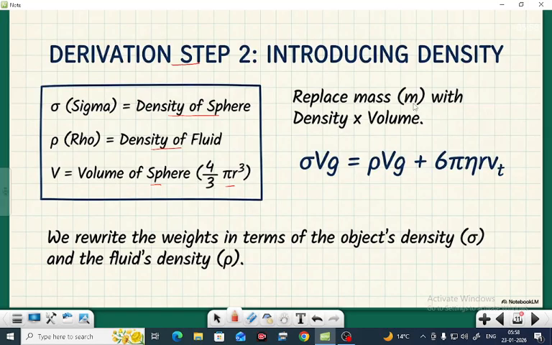So replace mass with density and volume. Replacing the mass with density and volume, we get sigma V g equals rho V g plus 6 pi eta r Vt, terminal velocity. We rewrite the weights in terms of the object's density and the fluid's density, right? So we are getting sigma Vg is equal to rho Vg plus 6 pi eta r Vt, where Vt is the terminal velocity.